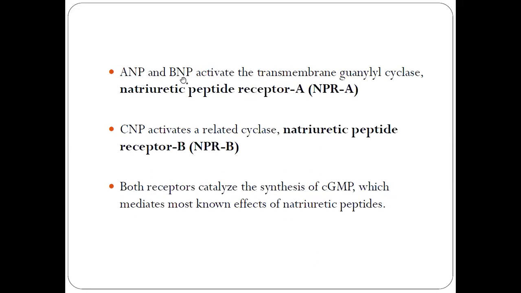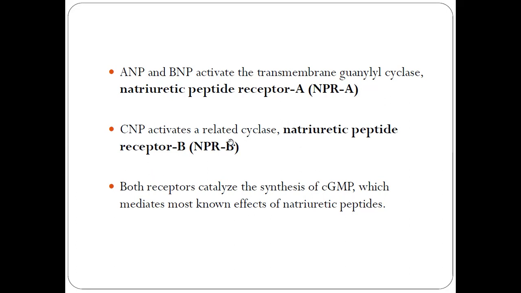All these, ANP, BNP, and CNP, have their action through natriuretic peptide receptors. There are three types of natriuretic peptide receptors, that is natriuretic peptide receptor A, B, and C. Natriuretic peptide receptor A is used by ANP and BNP to mediate their action by activating the transmembrane guanylyl cyclase. After activation of this enzyme, there is increased release of cyclic GMP, and this cyclic GMP is responsible for all the effects of the natriuretic peptides.